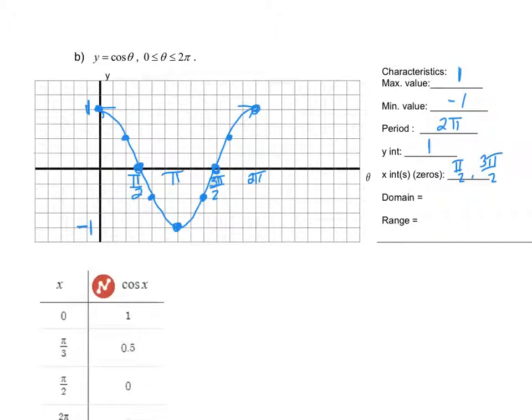My domain is very similar to the sine curve. X is an element of real. And same for my range, like my sine curve: y is an element of real, such that y is always between -1 and 1, and could be equal to it as well. If we take a look, that's it. Now when you go and graph these, it should be just that quick.